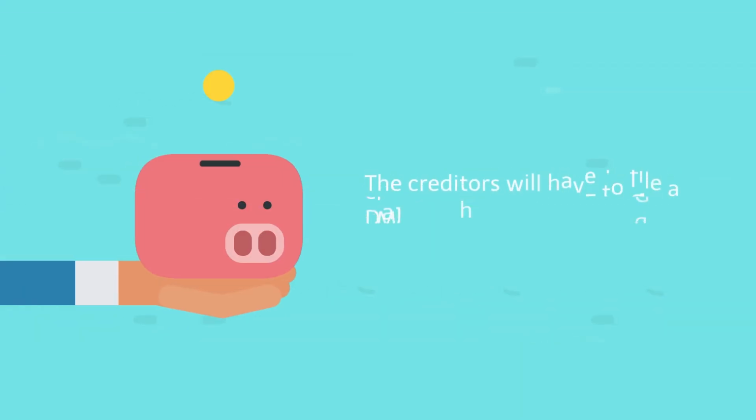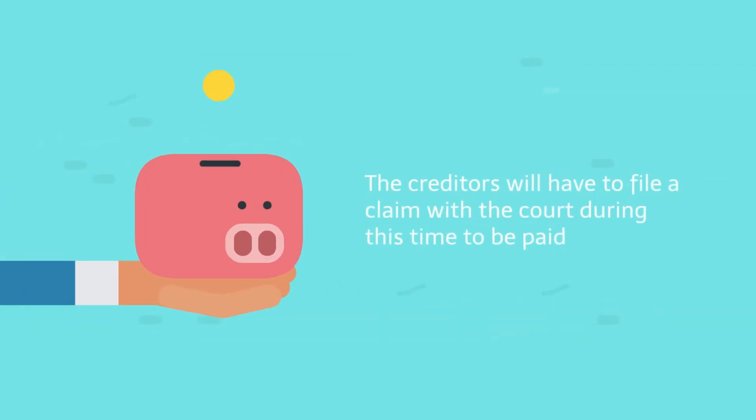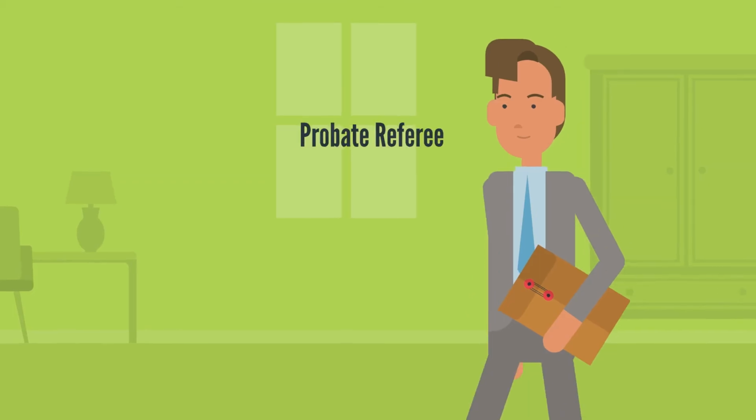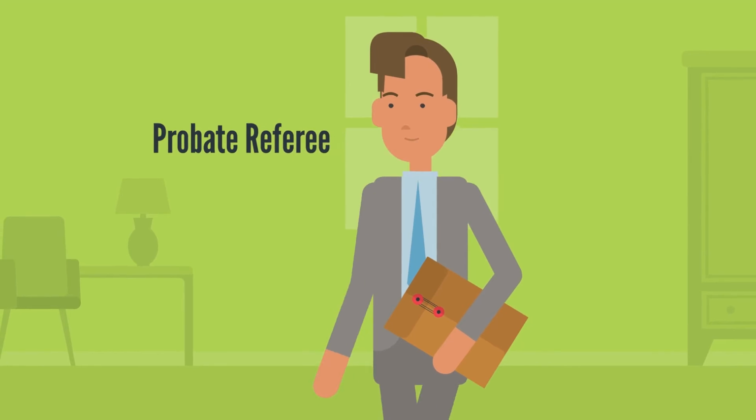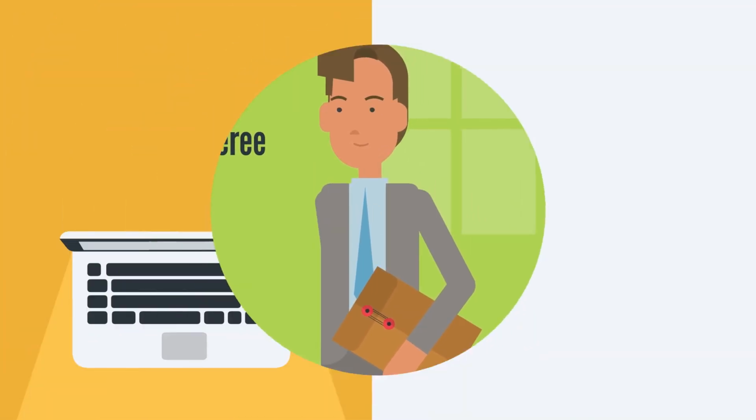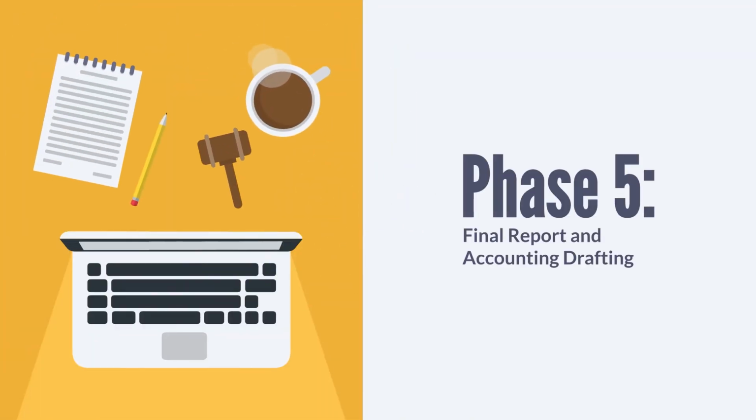The creditors will have to file a claim with the court during this time to be paid, and it's also during this time that the court appoints a probate referee to put an independent valuation on the estate's assets, including the real property. Phase 5, final report and accounting drafting.